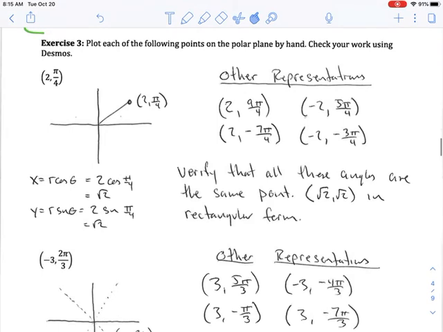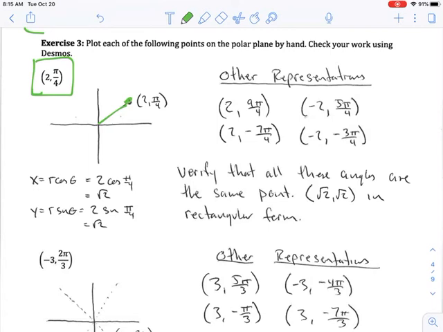So the first point I want to do here is in polar coordinates. The radius is 2, the angle is pi over 4. And so I can plot that point right here. So verify that that would be a location for 2, pi over 4.